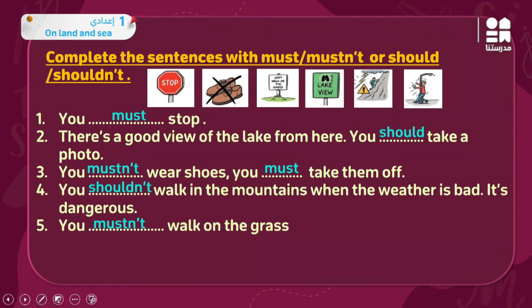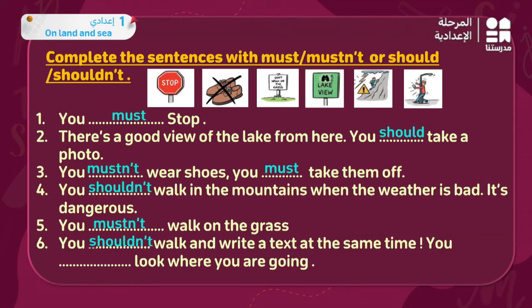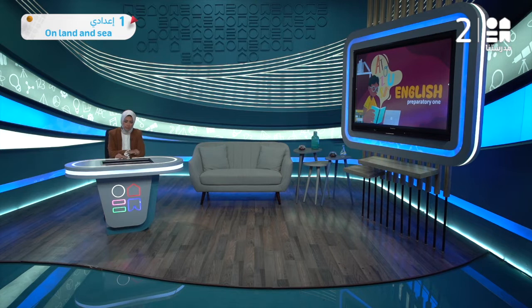Then after that, you blank walk and write a text at the same time. You blank look where you are going. Excellent. You shouldn't walk and write a text at the same time. It's not good to text while walking. Why? You should look where you are going. You have to look where you are going and look in front of you. Okay.